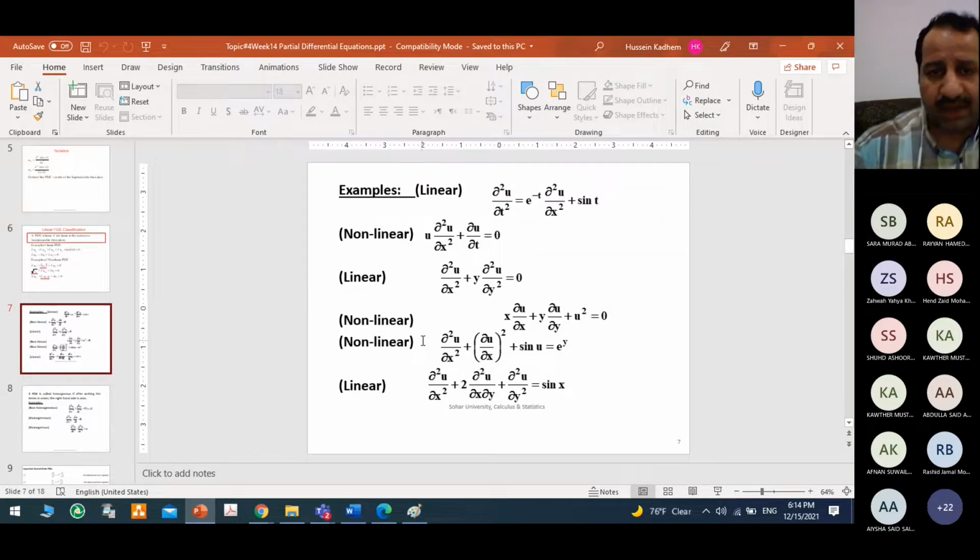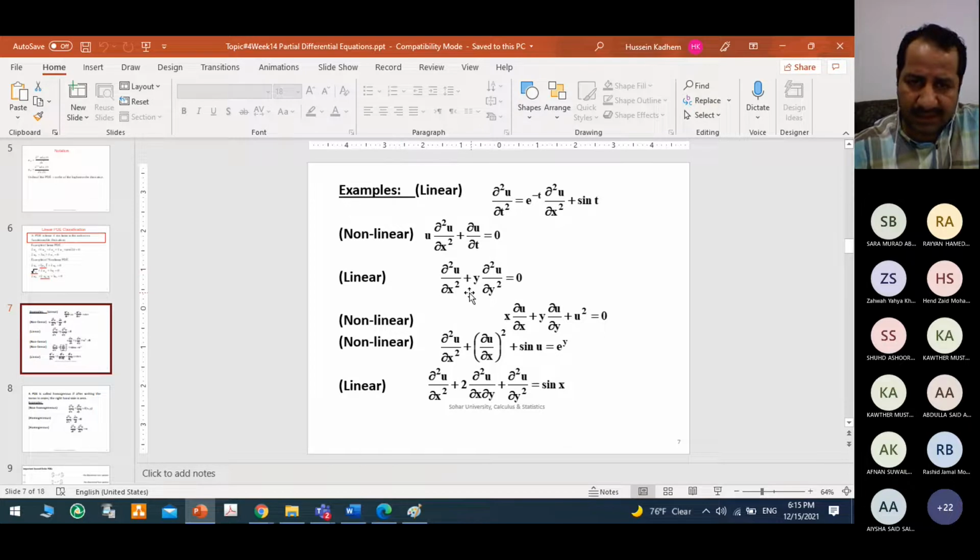More examples on linear and non-linear. This one is partial square u over partial t square equals exponential minus t. t, by the way, is the independent variable. It's fine to multiply, no issue. Partial square u over partial x square plus sine t. I didn't see anything wrong here. But this one, oh, there is something wrong. The dependent variable u is multiplied by its partial derivative. This is a sort of nonlinearity.